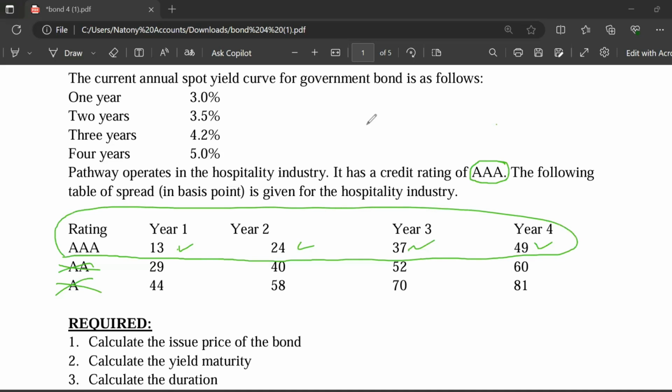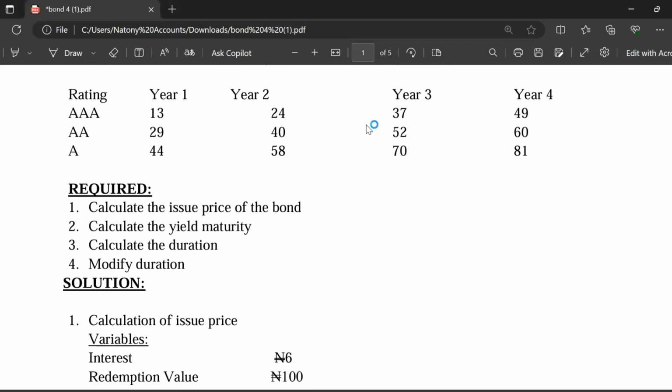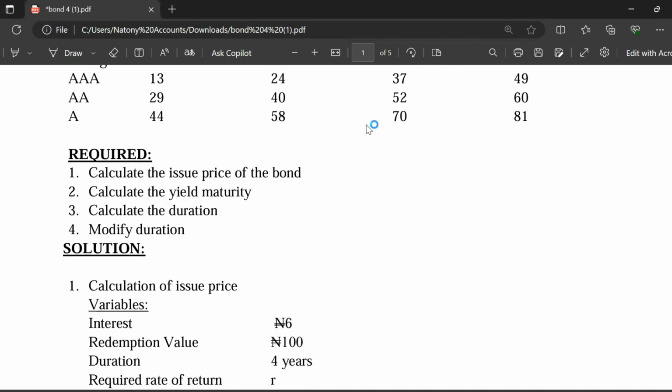Required: calculate the issue price of the bond, requirement 1. Requirement 2, calculate the yield to maturity, calculate the duration, and the last requirement is the modified duration.